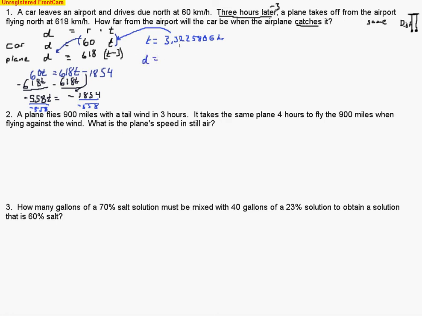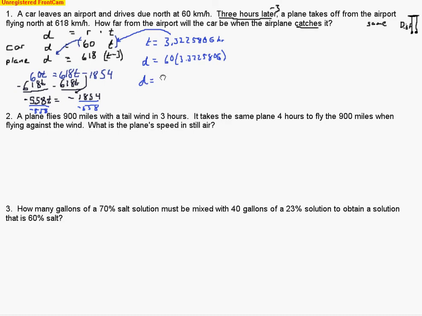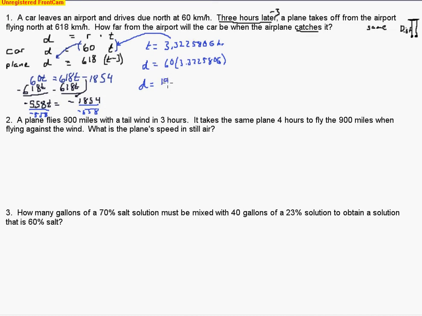So I'm going to use that exact same number, 60 times by 3.3225806. So I don't erase that off the calculator. I leave it the same way, and then I go ahead and multiply it. And when I do that, I end up with this number, 199.35, and then it goes on.